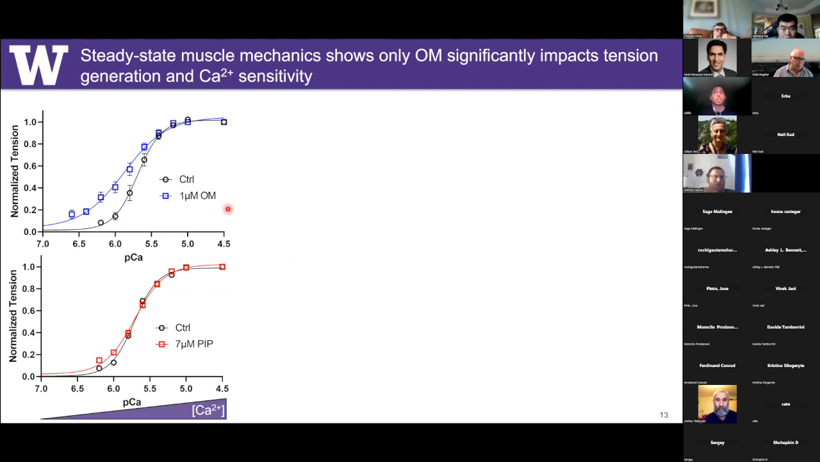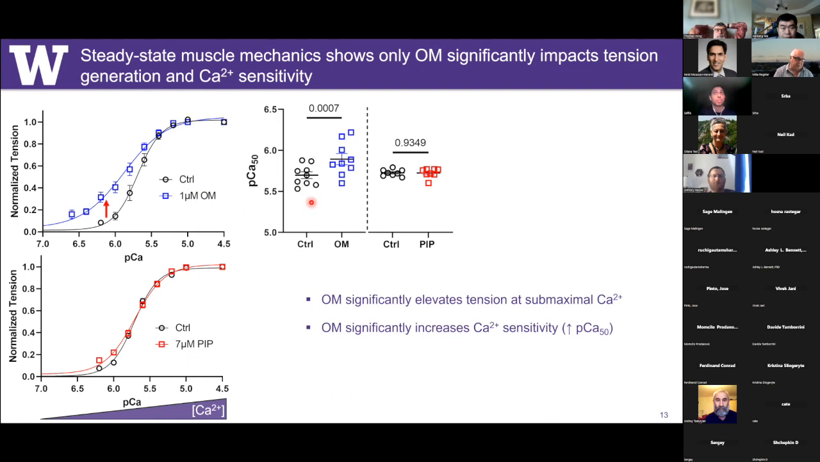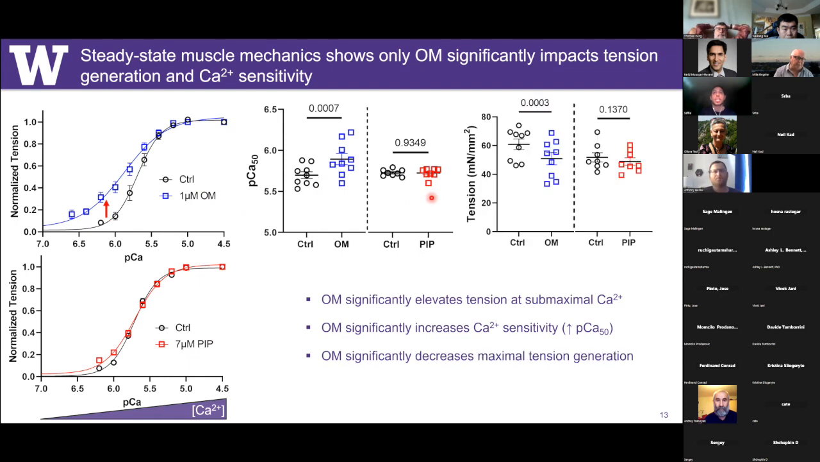Each compound was compared to its paired experimental control, with compound concentrations being 1 micromolar for mavacamten and 7 micromolar for heparin. One of the most prominent differences that we saw was this elevation of tension at submaximal calcium concentrations in the presence of OM. This manifested as a significant increase in the calculated pCa50 value, where in contrast, heparin showed no statistical difference in calcium sensitivity. In addition to the altered calcium sensitivity, OM also significantly inhibited maximal tension generation, a characteristic not observed in heparin.